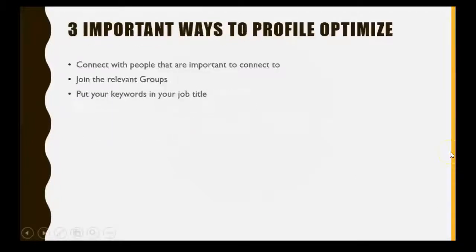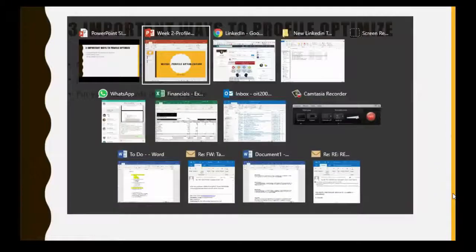All right. So there are three ways to profile optimize, and I'm going to go out onto LinkedIn and show you how. Basically, number one, connect with people that are important to connect to. I'm going to explain why soon. The second is join relevant groups in your industry. And the third thing is keep your keywords in your job title. All right.